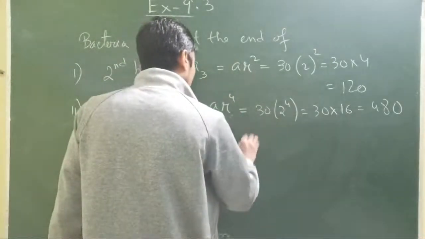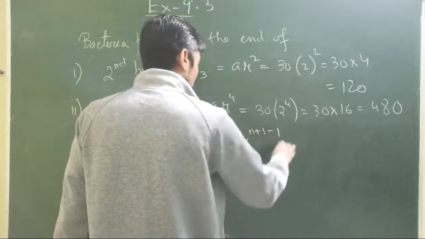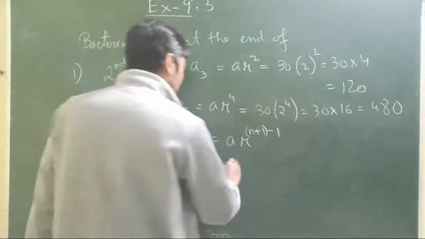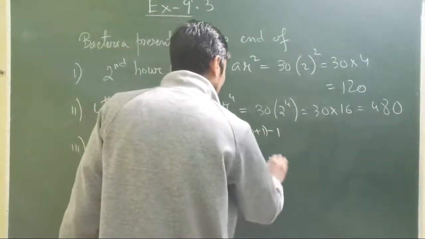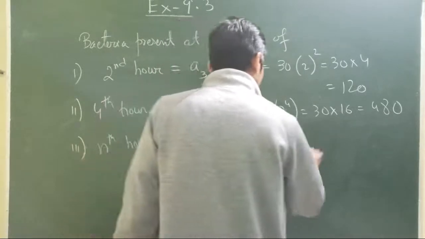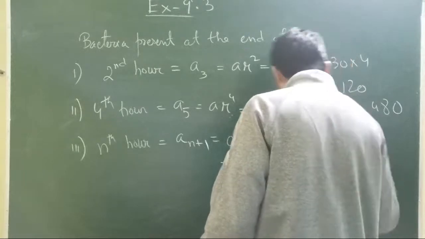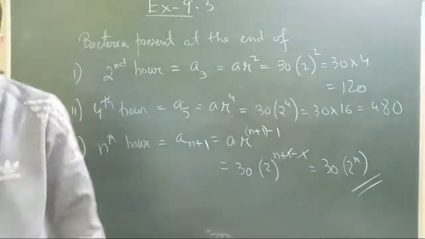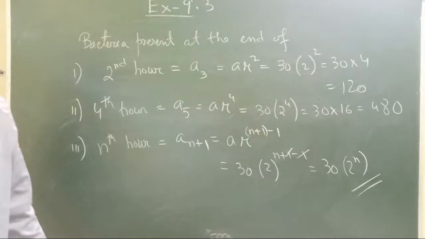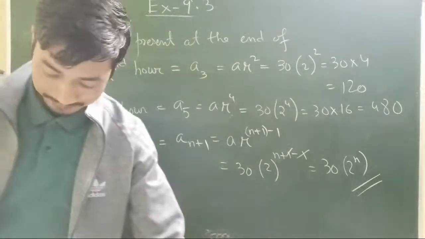So that's going to be a r power n plus 1 minus 1, because this is n minus 1. So that's like 30 to power n plus 1 minus 1. So that's like 30 to power n. Okay?